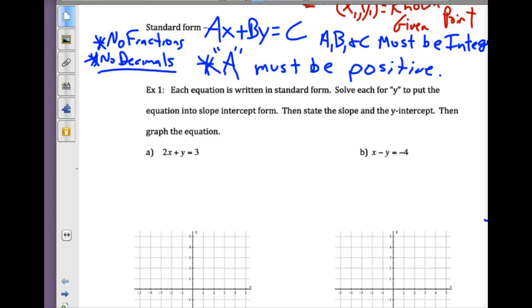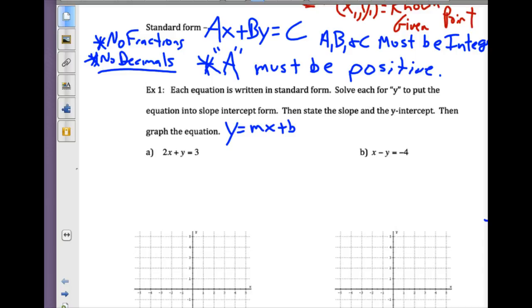You're going to take your equation that's in, what form is it in to begin with? Standard form. You're going to solve it for y to put it into slope-intercept form, y equals mx plus b. Then you're going to state the slope and the y-intercept, then graph it. You need to do that a lot. Let's see. 2x plus y equals 3. What would you do to both sides to start to get y by itself? You already know the answer to this one.